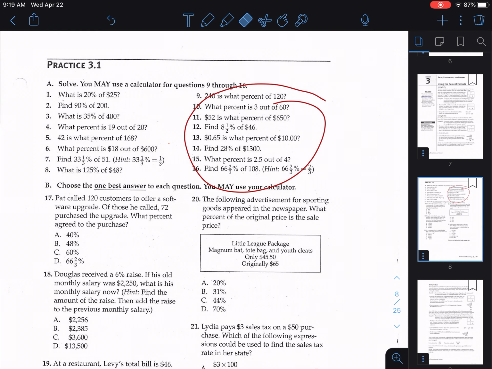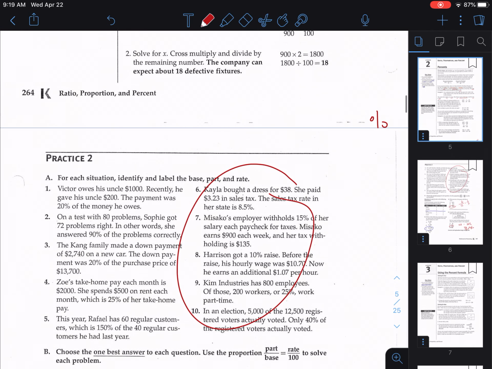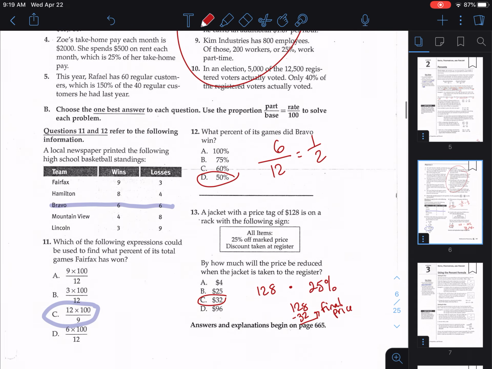Okay, so remember I told you guys that I would work 9 through 16 with you in a practice video. Actually, I feel like I said that first I would do these. Let's go to 6 through 10 on page 265.